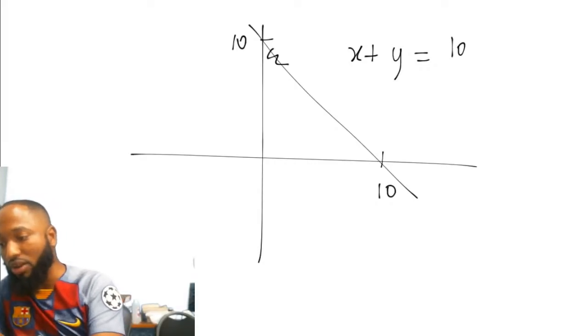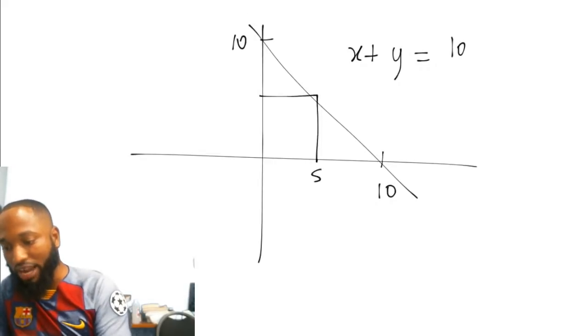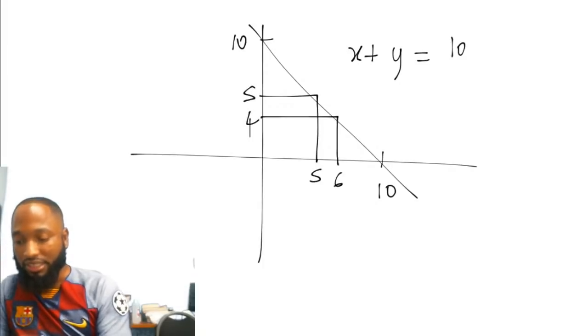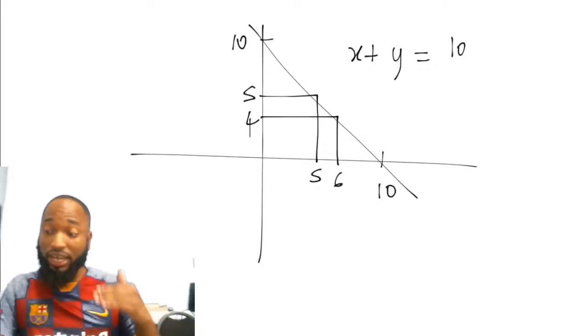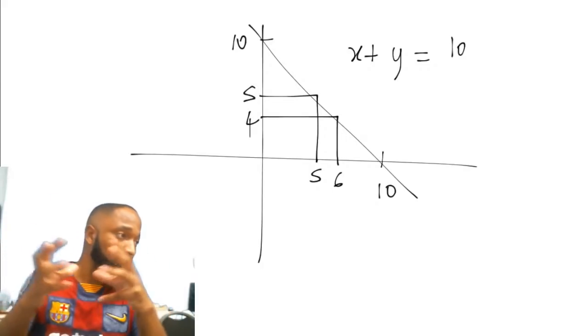Why? Because anywhere along this line, if you come here and you do the sum, you realize that 5 plus 5 is 10. If you come here, you realize 6 plus 4 is 10. It's 6 on the x and 4 on the y. So anywhere along that line, the x coordinate and the y coordinate added together will give you 10.